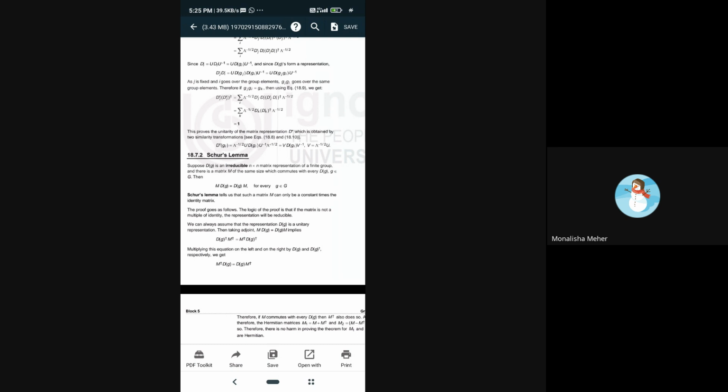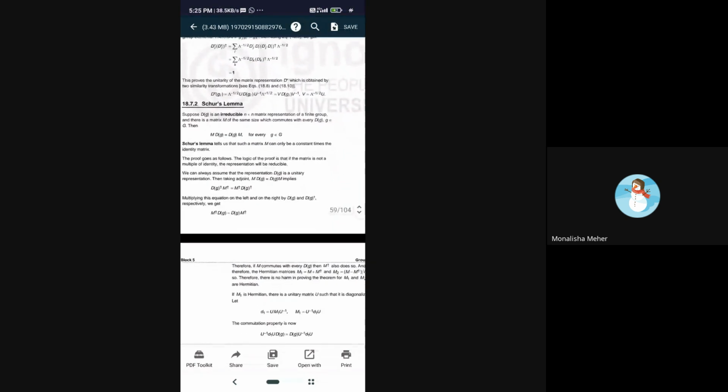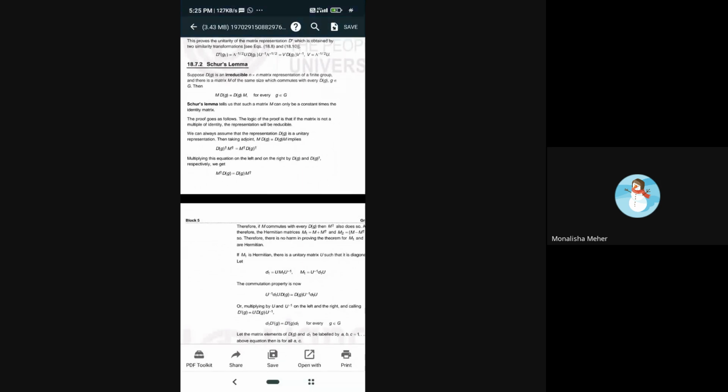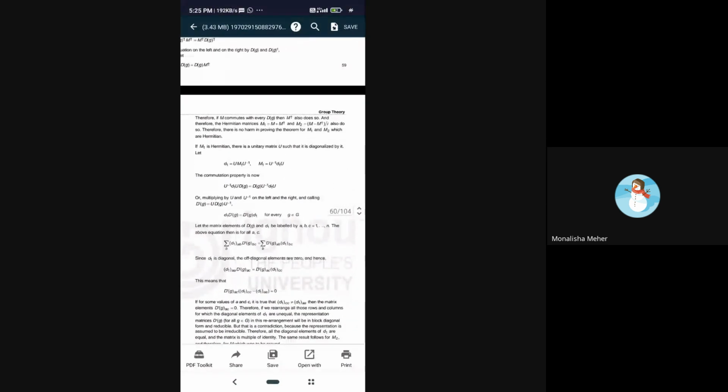The proof goes like this. D(G) dagger M dagger is equal to M dagger D(G) dagger, where D(G) is a unitary representation and M D(G) is equal to D(G) M. Now multiplying the equation on the left and right hand side by D(G) and D(G) dagger respectively, we get M dagger D(G) is equal to D(G) M dagger. Therefore, if M commutes with every D(G), then M dagger also does so. And therefore, the Hermitian matrices M1 equal to M plus M dagger and M2 equal to M minus M dagger by i also do so. Therefore, there is no harm in proving the theorem for M1 and M2, which are Hermitian.